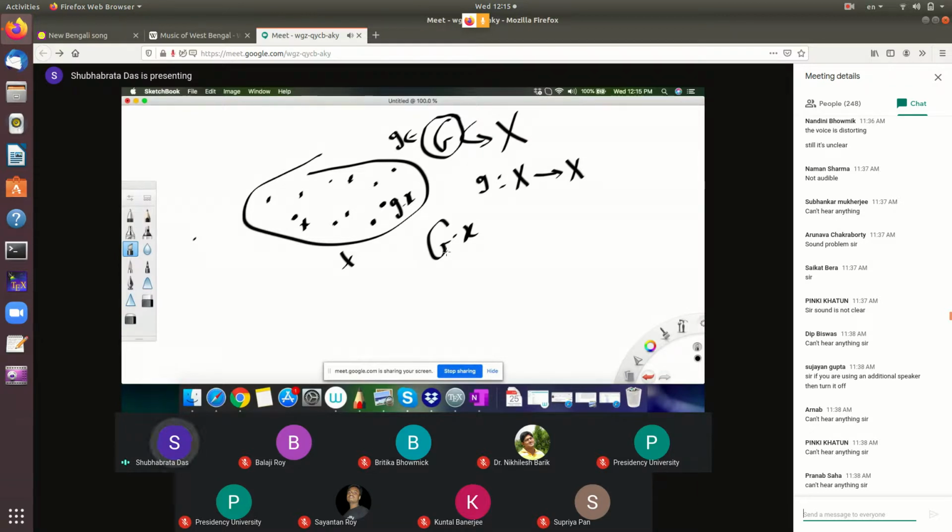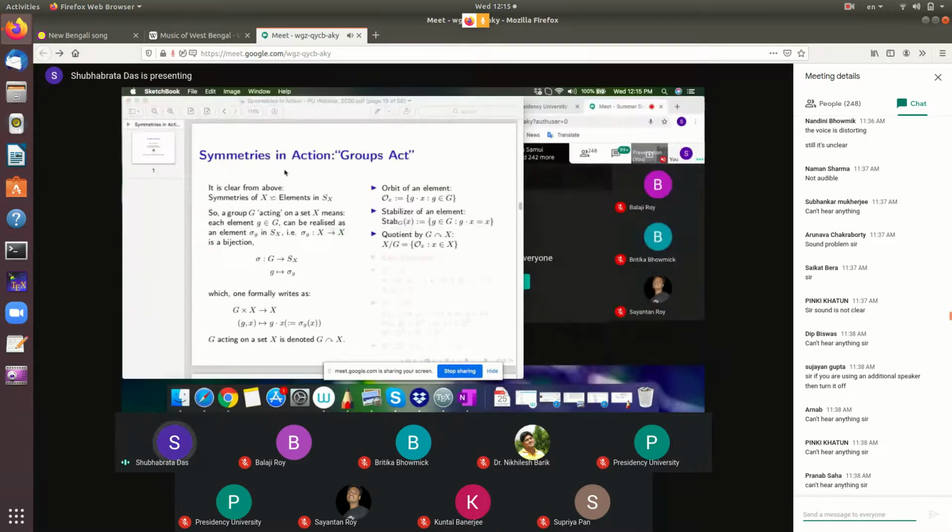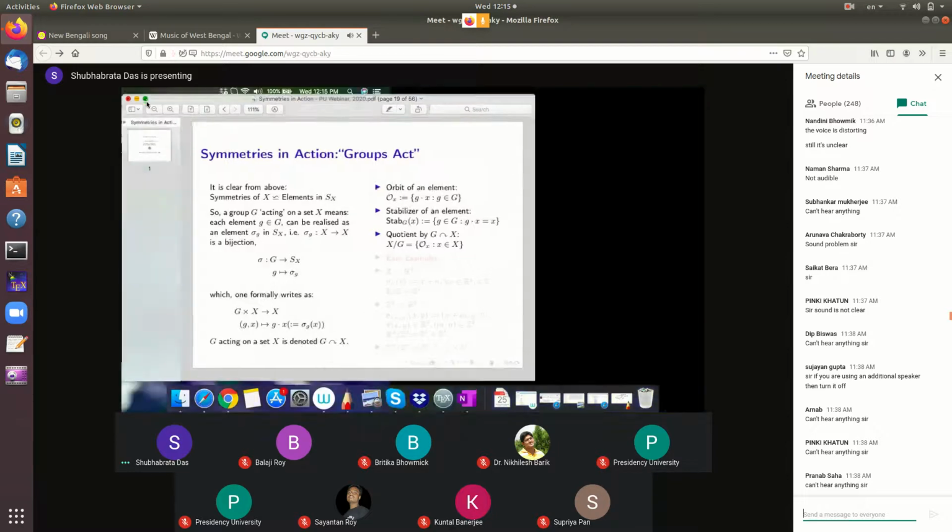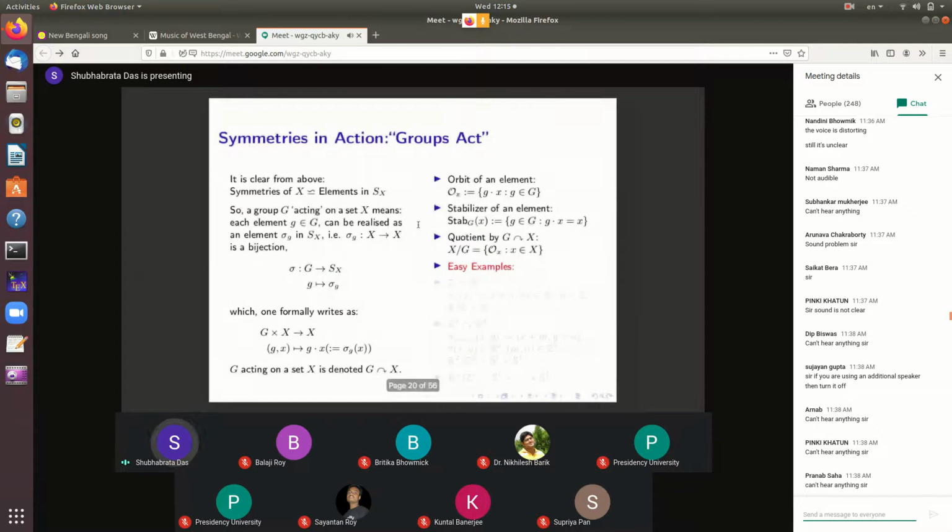So I will come back to pictures again. Now let's go back here. So, examples. I haven't described very difficult examples. So here I have a group of integers Z.